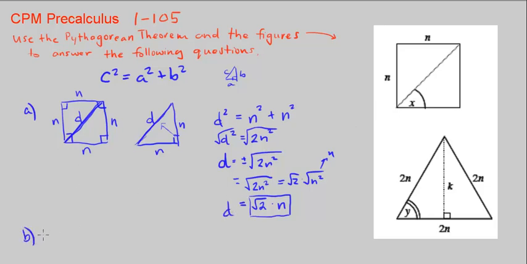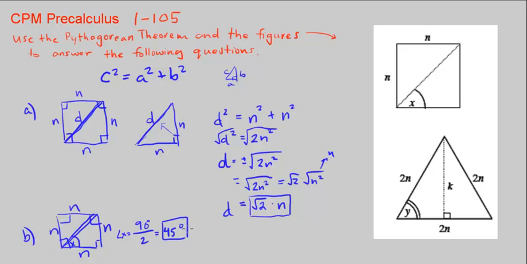Part B asks, what is the measure of the angle labeled x? So again, our square is like this. We have n, n, n, and n, and this is our angle x right here. Well, we know this is a 90-degree angle, right? These are all 90-degree angles, and this diagonal splits the 90-degree angle into two. So one way is to just see 90 degrees divided by 2 is 45 degrees. So part B, angle x equals 45 degrees.